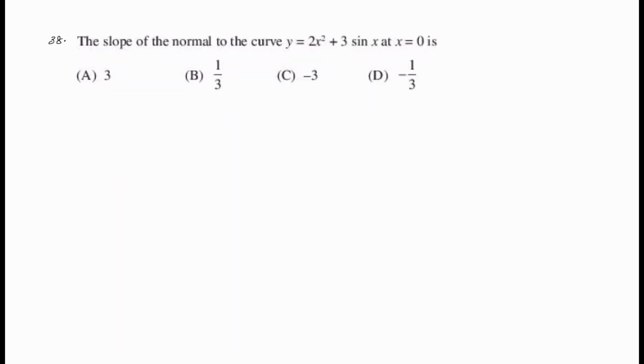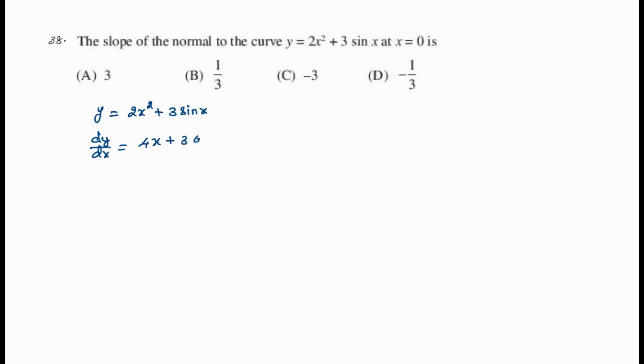Question 38. The slope of the normal to the curve y equal to 2x square plus 3 sin x at x equal to 0 is. The equation of the curve is y equal to 2x square plus 3 sin x. You may miss that sin x. Do it carefully. It is 3 sin x term. We will find dy by dx.